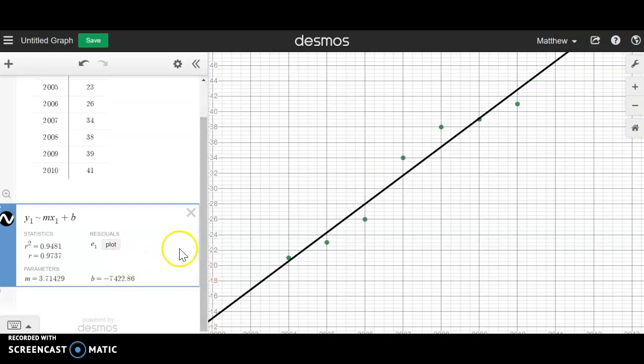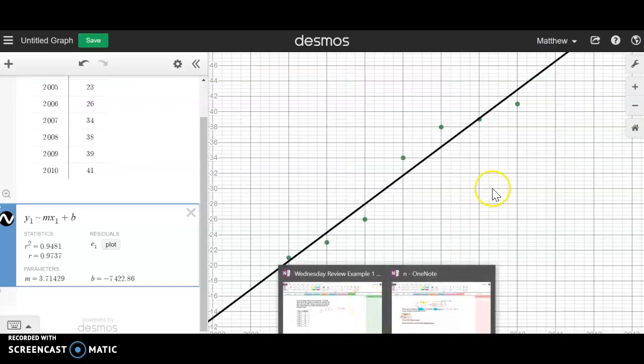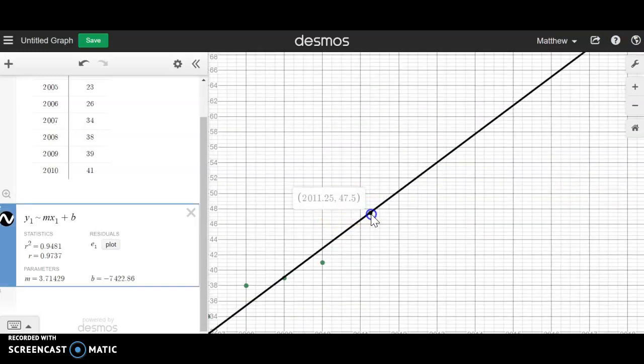Awesome. And then it says the number of auditions held in 2013. So I'm going to go up till I see 2013. Right there, 54. So our answer to this would be in 2013, there will be 54 auditions held.